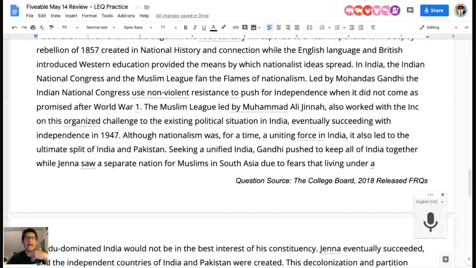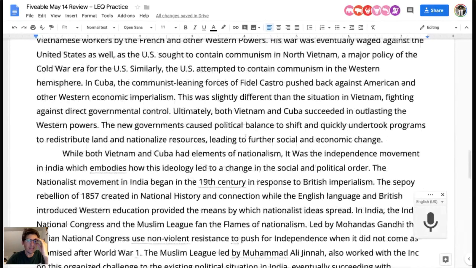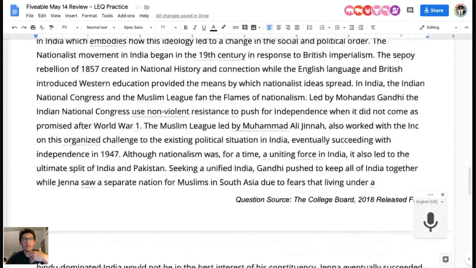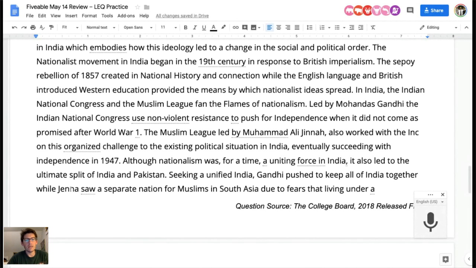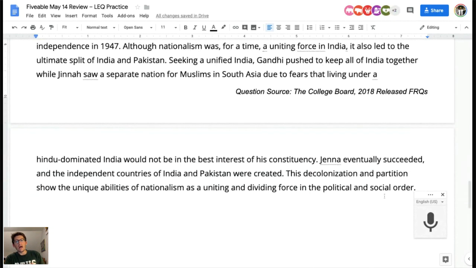I'm looking here and thinking about how nationalism led to this change in political and social order. In India, it led to uniting them together against the British, but it also led to, here we have Jinnah spelled wrong, a kind of Muslim nationalism and a Hindu nationalism, which eventually made these countries split and the partition take place. And so that's what I'm trying to get after here.